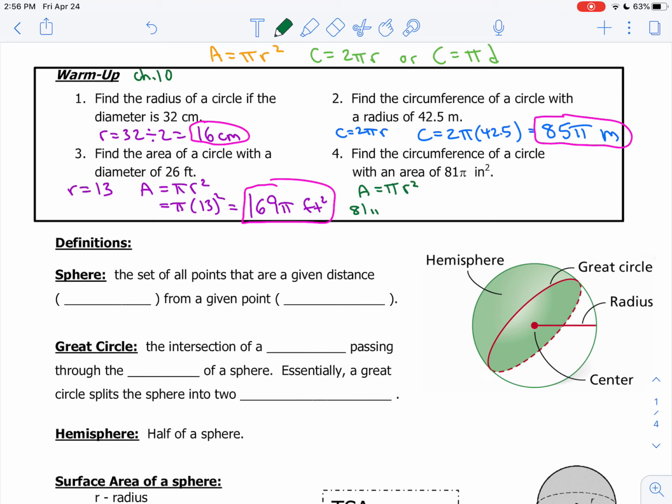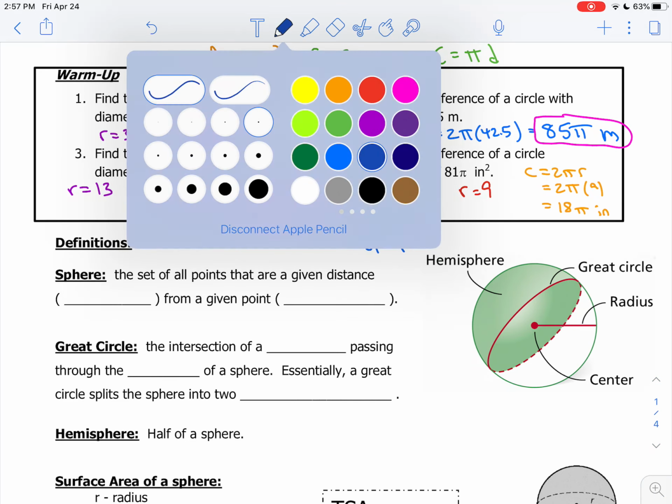So 81 pi equals pi times radius squared. So we can divide both sides by pi. Say bye-bye to the pi. And so radius squared equals 81. So we will take the square root of 81 to get the radius of 9. And now I can use my formula. Circumference equals 2 pi r. So 2 times pi times 9. So 18 pi. And circumference is a length, so that would just be inches.